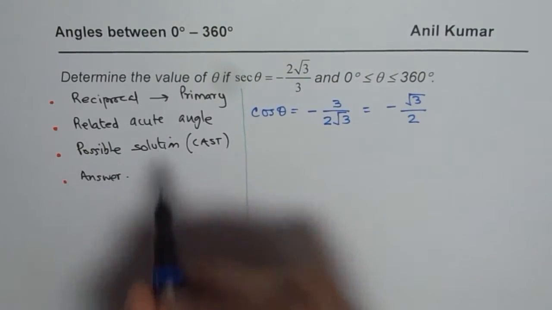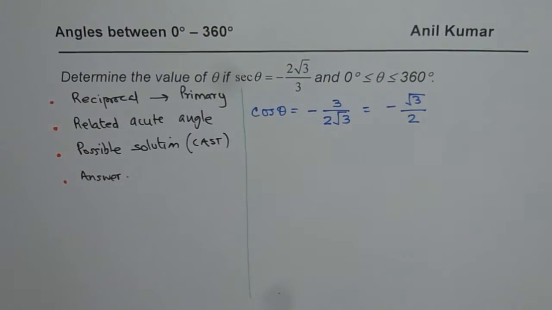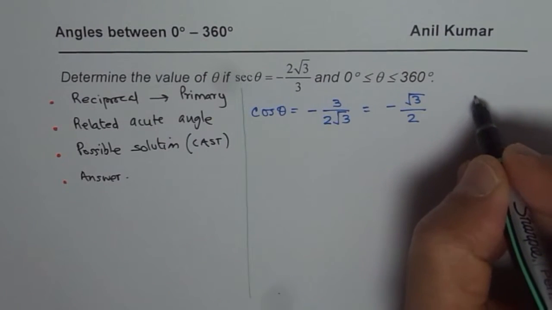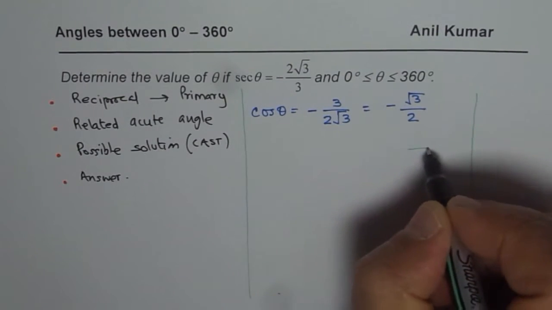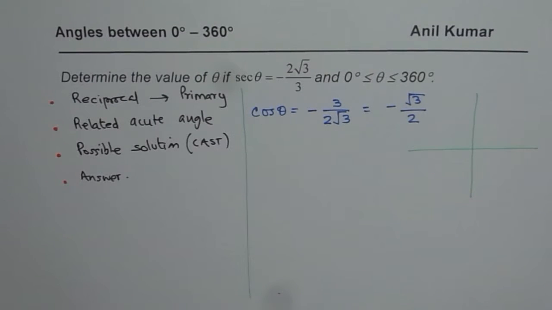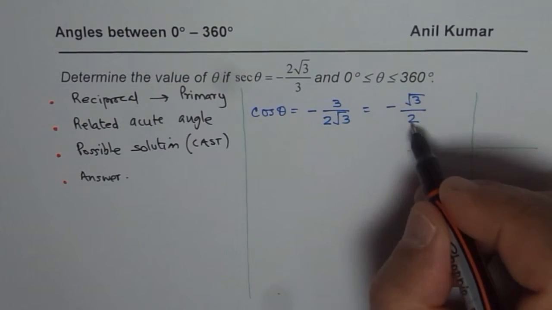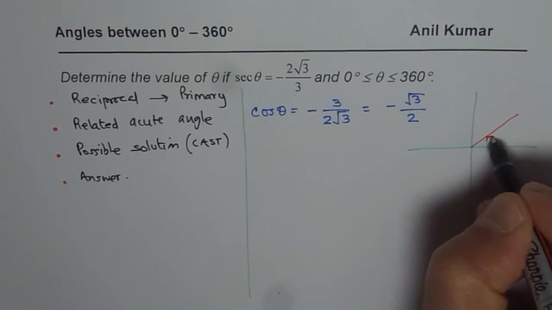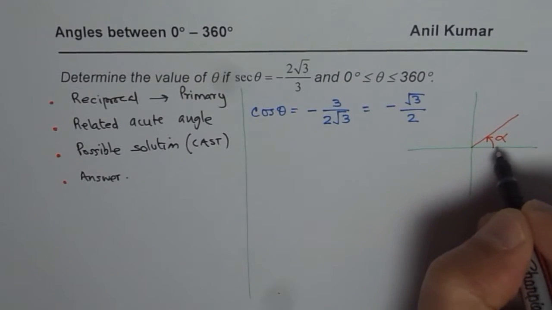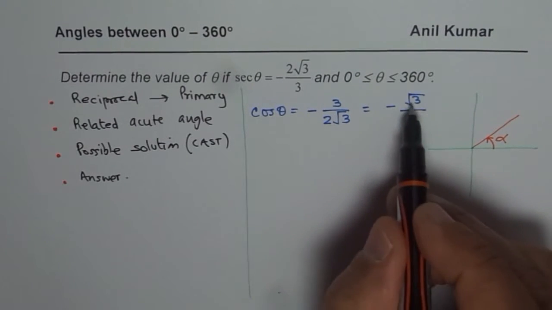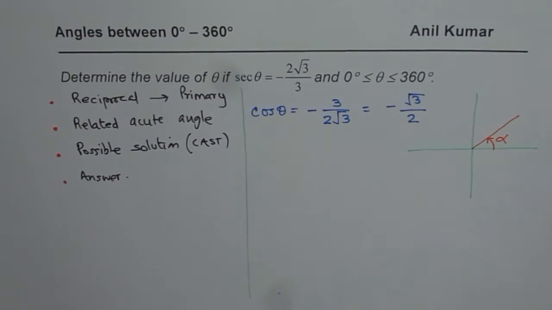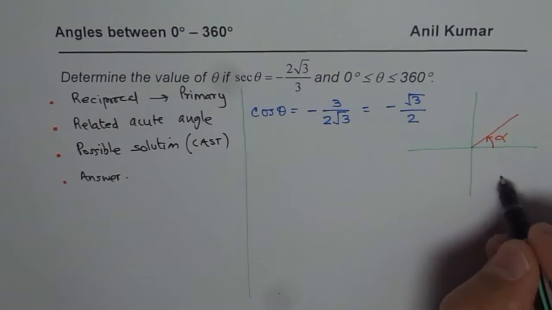So for the related acute angle, let us consider that to be alpha. For example, you can use any sketch. So let me just sketch one here. We are looking for a related acute angle which will give us the value of square root 3 over 2. Acute angle means less than 90 degrees. Is that okay? So we are saying this is the angle, and the cosine value is minus square root 3 over 2. You could also use special triangles. Some of you are aware of it.